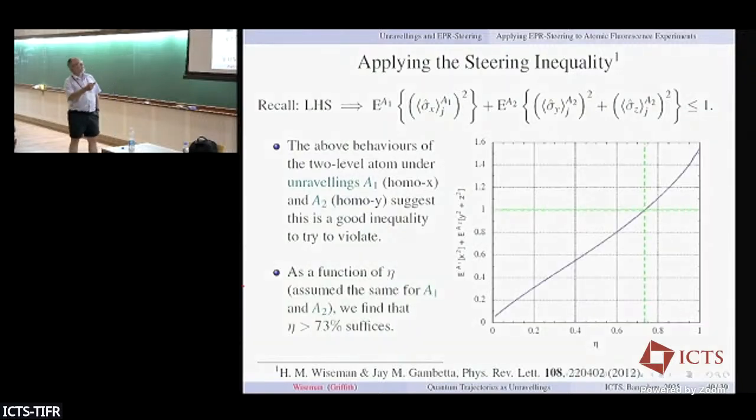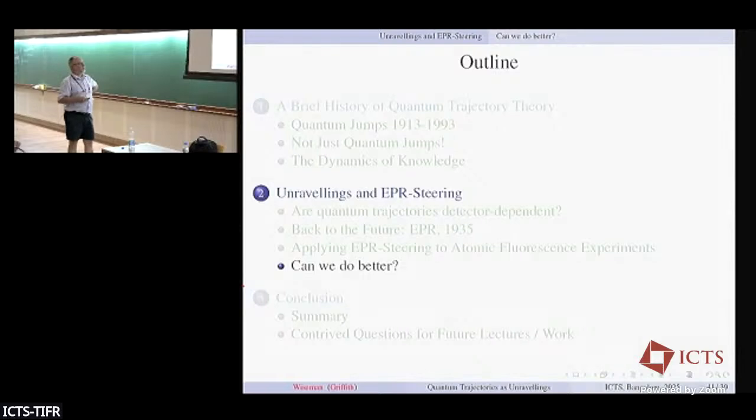This was when I eventually got around to doing this work with Jay Gambetta back in 2012. And we showed that, yes, you could violate it if you got an efficiency greater than about 73%. That's still hard because you have to collect all that light, but it's not absurdly high. So there are possibilities. But could we do better? Does 73% really have to be that high?